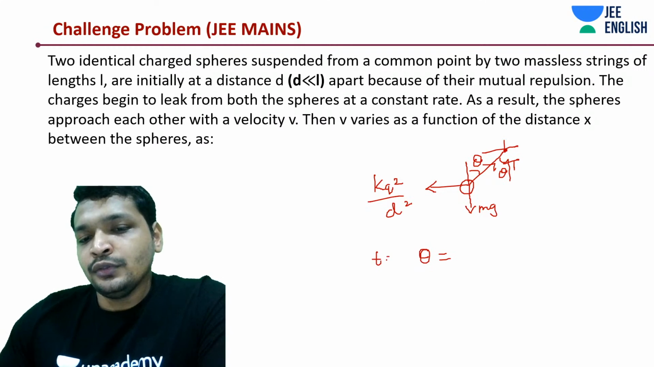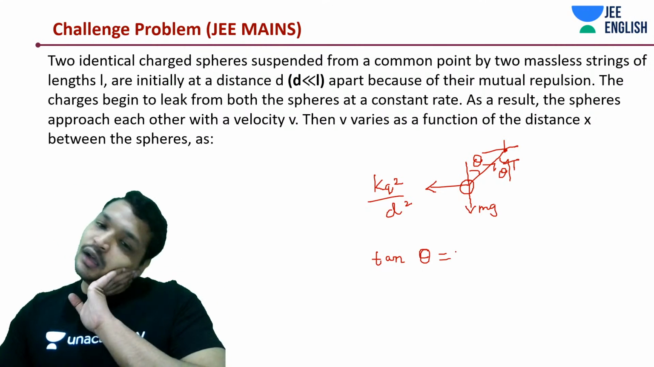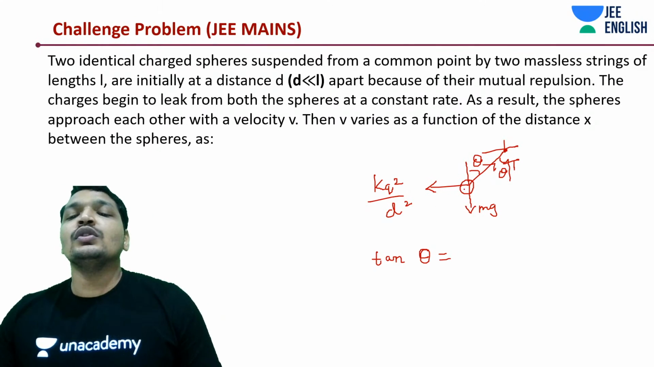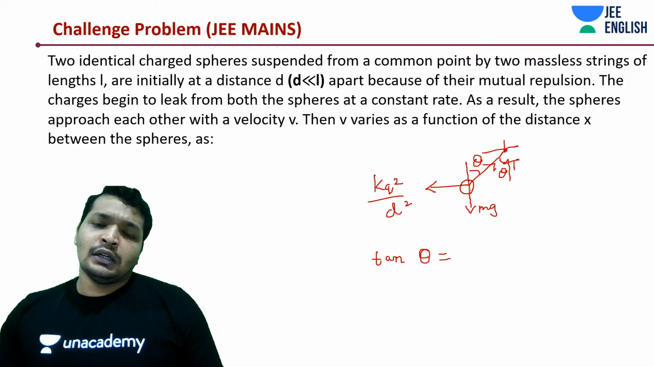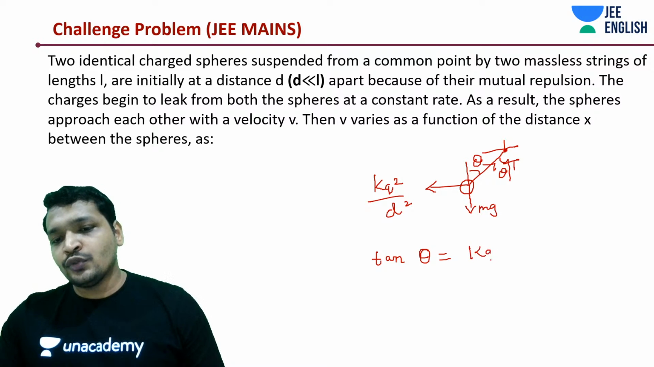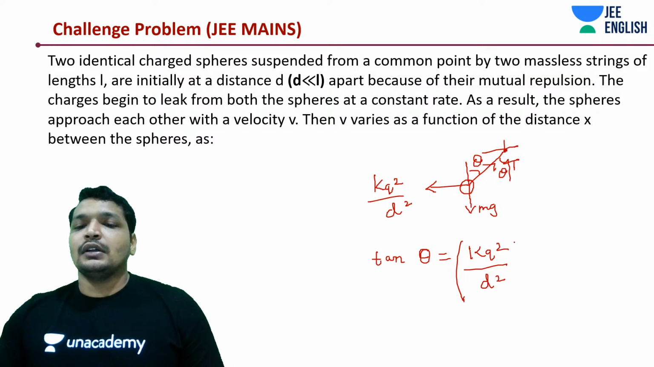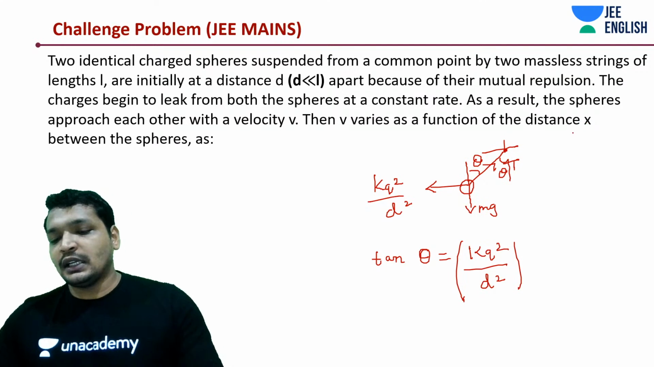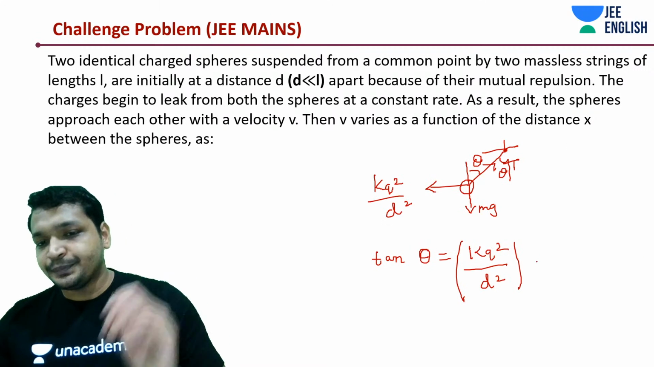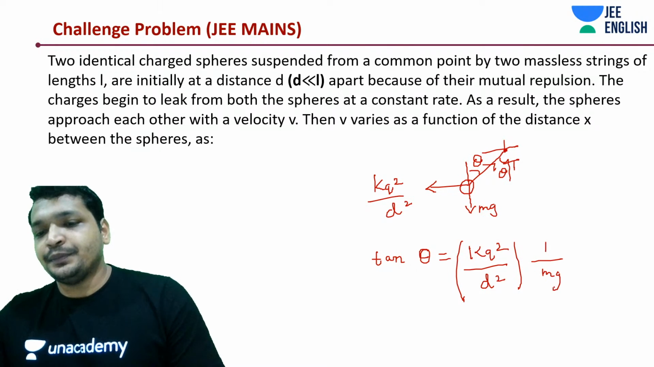Tan theta is equal to sin theta by cos theta. What is sin theta proportional to? Sin theta is proportional to kq square by r square. So it should be kq square by d square. Okay. Now we haven't yet substituted d is equal to x. It is a function of x, not moving by x. So as a function of x, now divided by mg.